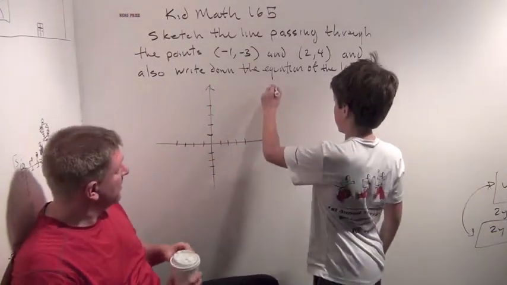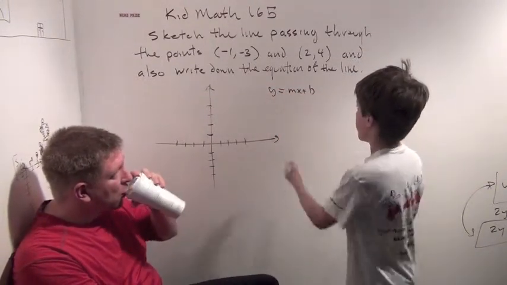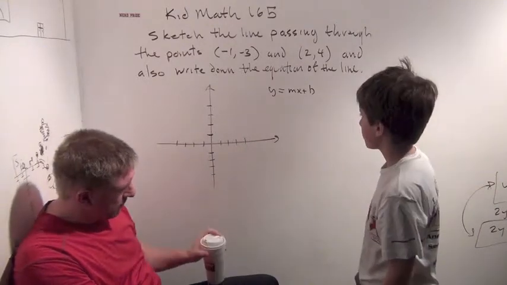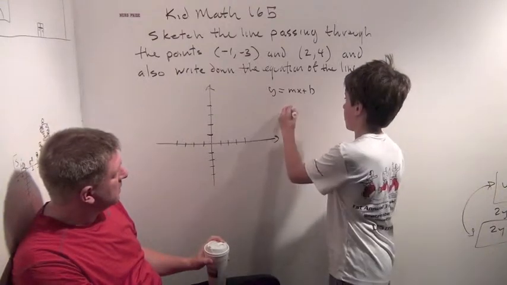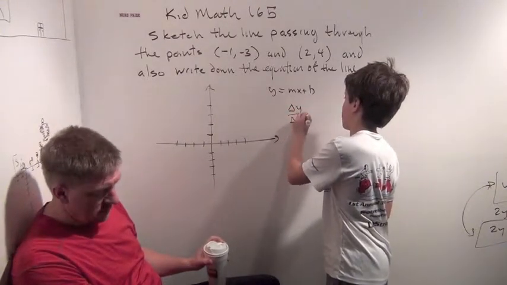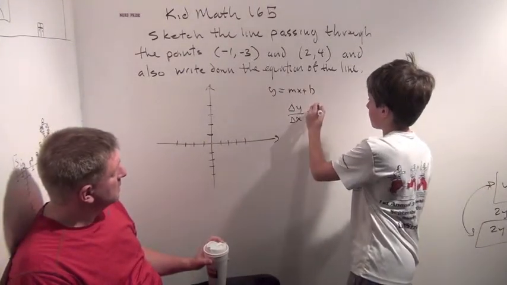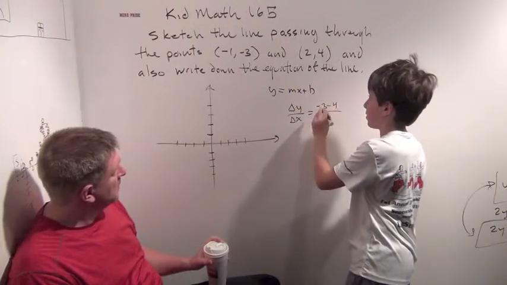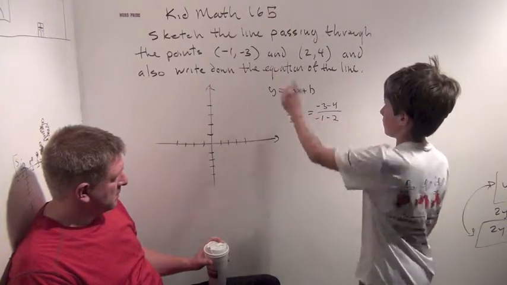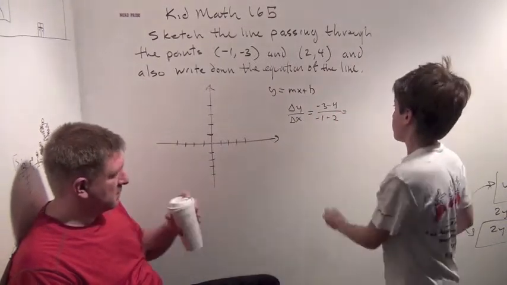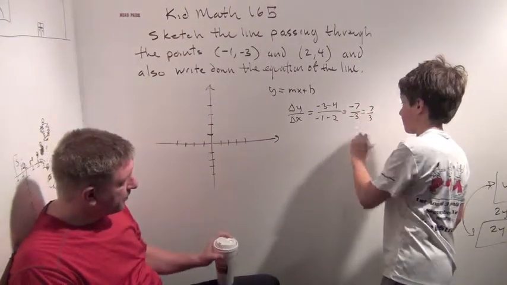Okay. Well, the equation of a line is y equals mx plus b, where m is the slope and b is the y-intercept. So the slope is change in y over change in x, which for here is -3 minus 4 over -1 minus 2, which is -7 over -3, or 7/3.